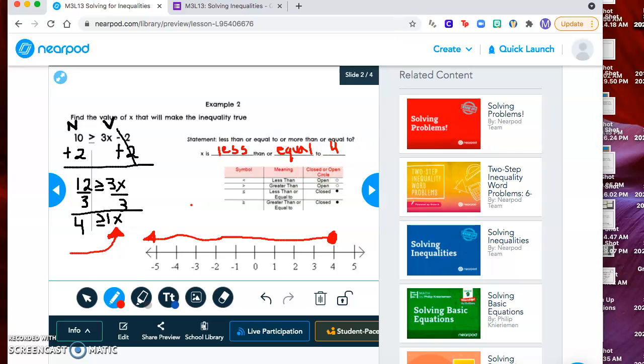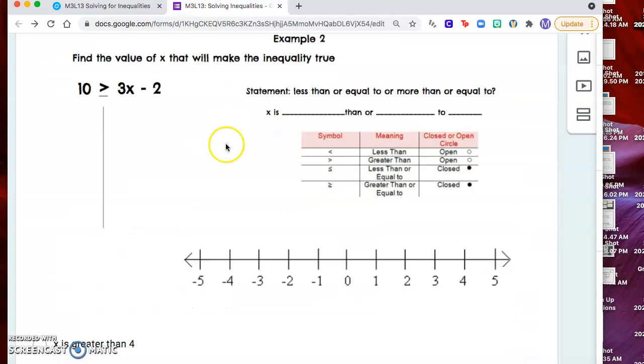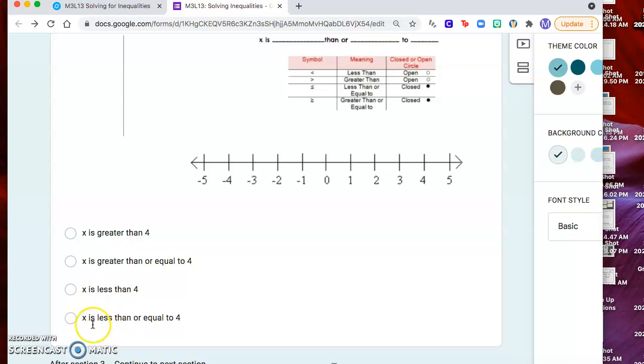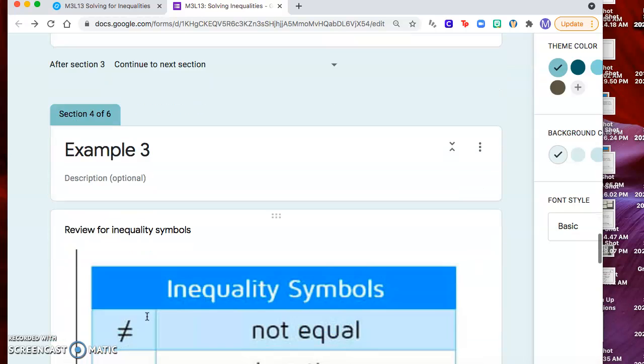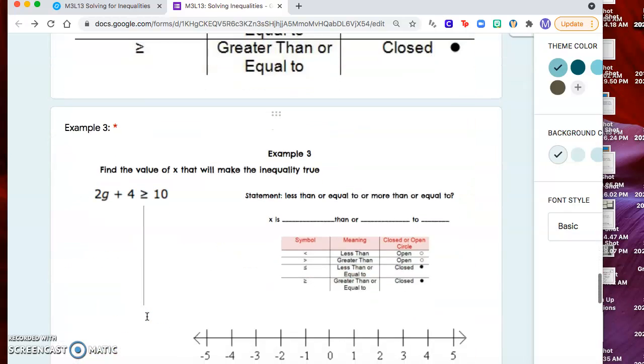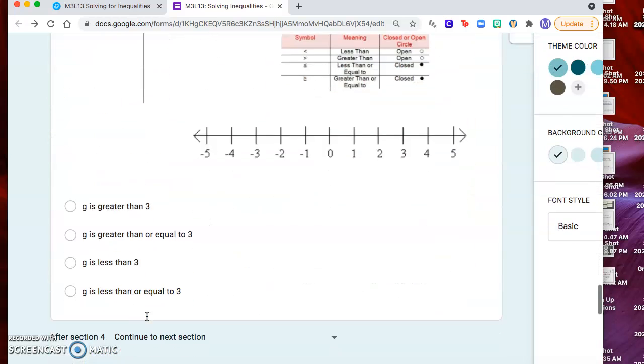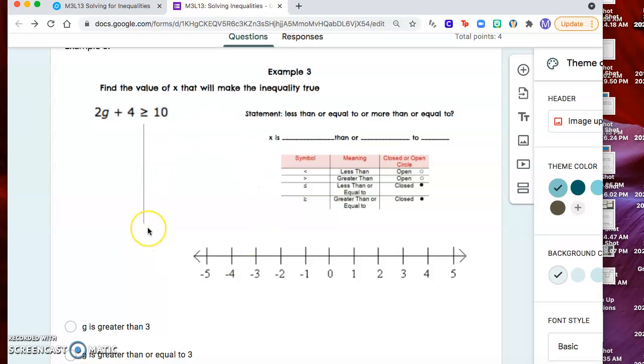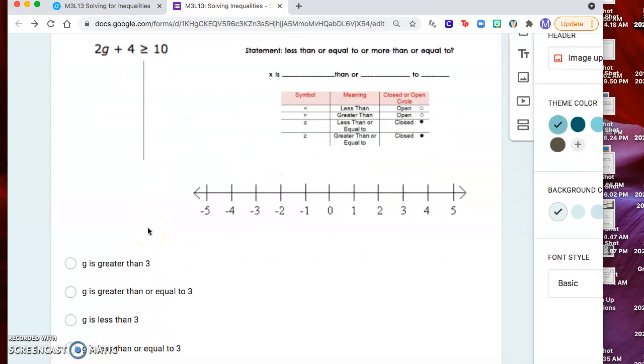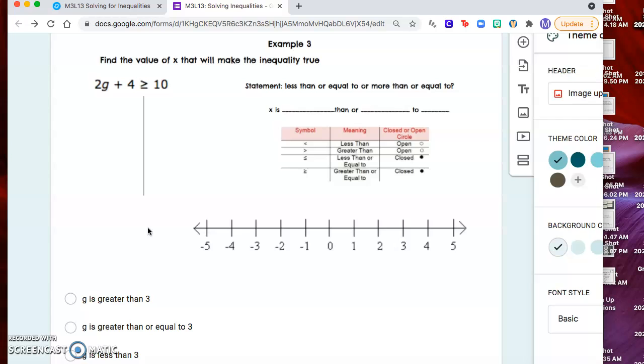What you're going to do next is obviously put your answer, what you think. So x is less than or equal to 4. Right over here, you click on it. And now we're going to get to example 3. So example 3 is the same thing. Like, you really should be able to do it. I want you to try it on your own.